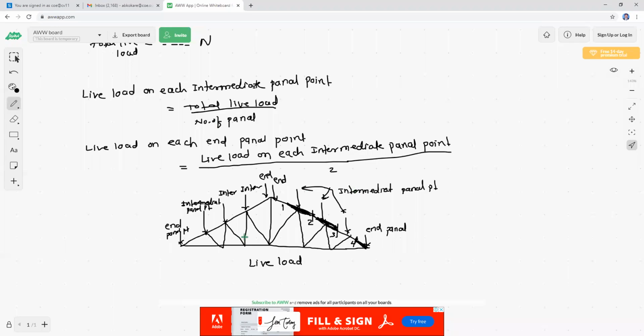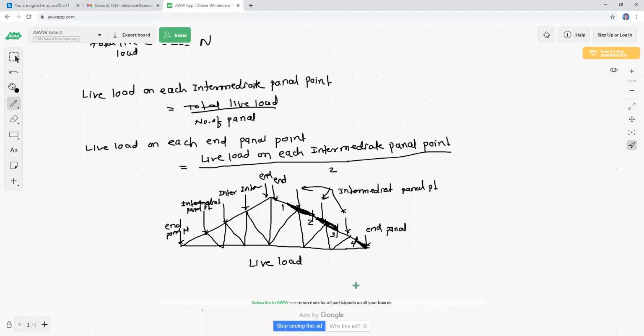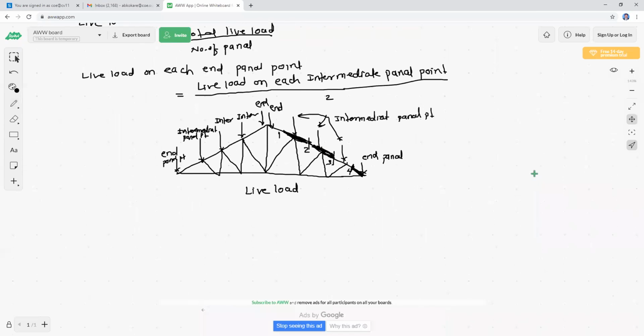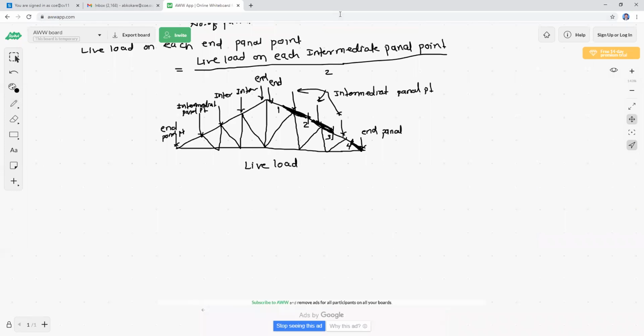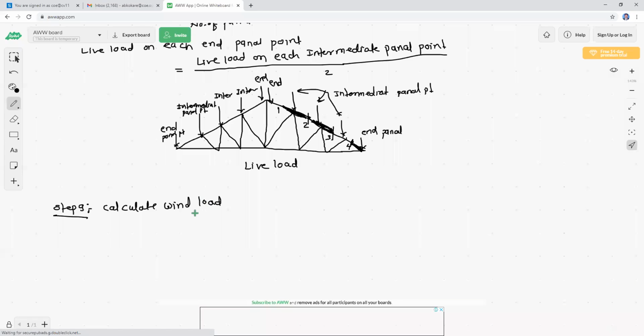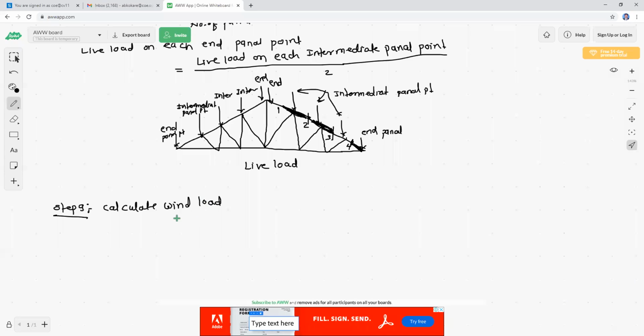Okay, everyone please draw this. So we have to solve the example after this procedure. Okay, now next is the step number 9. So step number 9 is calculate wind load. So we have done the calculation of dead load, live load, now calculation of wind load.